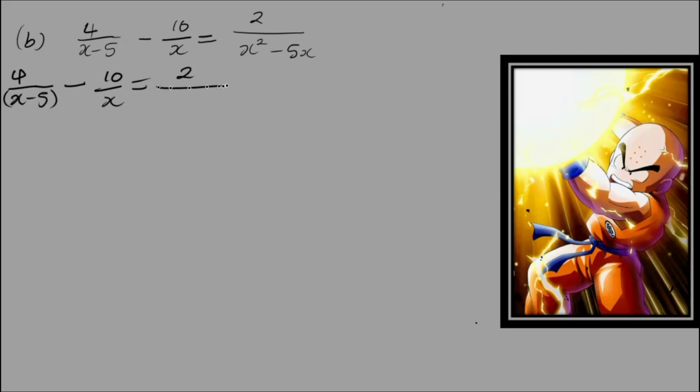It's equal to 2, and then this is factorizable. How? You take out a common factor x. Then you're left with x minus 5 there. Makes sense? Perfect. And then you move on now to your restrictions.